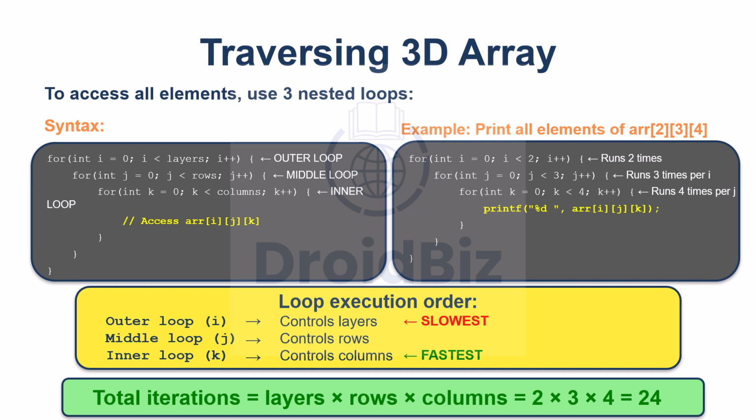Now let's understand the loop execution order. The outer loop, using i, controls the layers. The middle loop, using j, controls the rows. The innermost loop, using k, controls the columns. The total iteration count is layers times rows times columns.